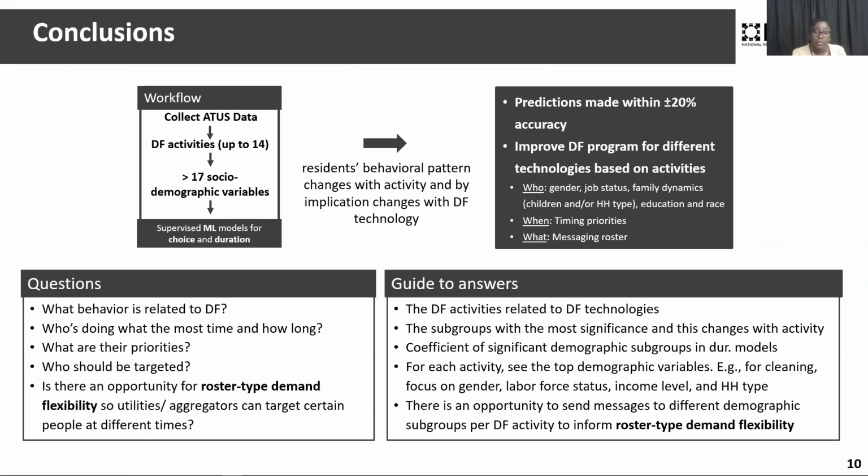We also showed you good prediction accuracy simply by using publicly available demographic data up to national scale. We also found out that gender, work lifestyle, social status, family dynamics, education, and race are key demographic predictors after sifting through more than 17 demographic factors. It tells us that we have a chance at improving our estimations of demand flexibility by using publicly available data.